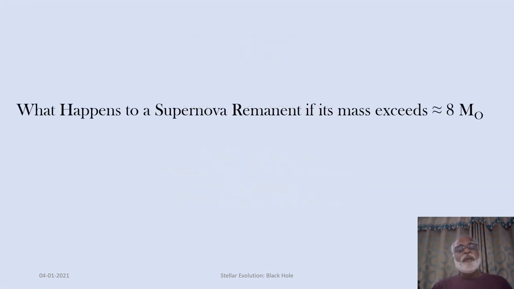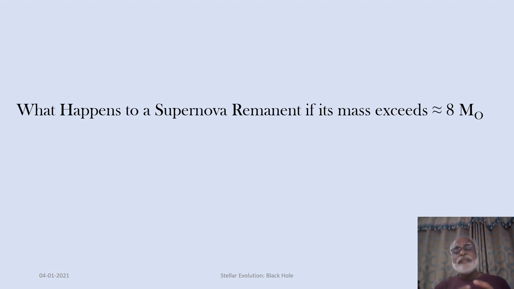Now let's begin with a basic question. What happens to a supernova remnant if its mass exceeds, let us say, around 8 solar masses? We saw that for low mass stars, the end stage would be a white dwarf. By low mass, I mean if masses are less than around 3 to 4 solar masses, the end stage would be a white dwarf where electron degeneracy pressure counteracts gravity and prevents the contraction of the core any further.